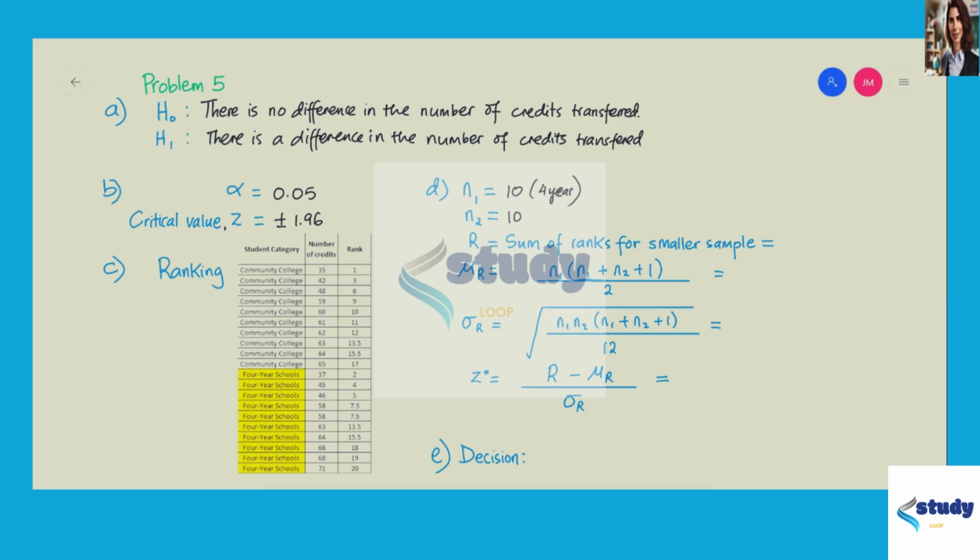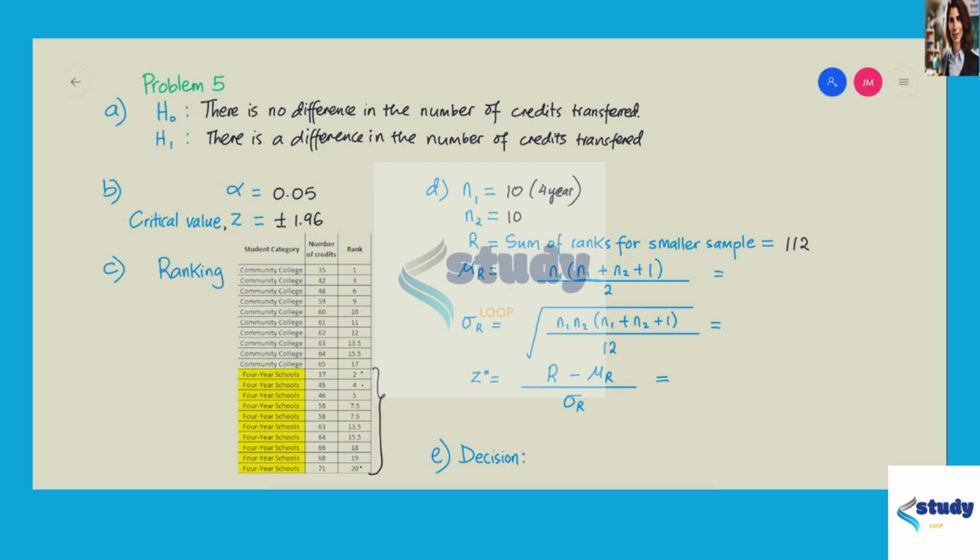So R will be the sum of ranks for the smaller sample. In this case, we don't have a smaller sample, so we're just going to consider the ranks for the students in the 4-year school program. Now, we're going to add 2 to 4 to all these other numbers until we get to 20. And when you add, you will get that R is 112.